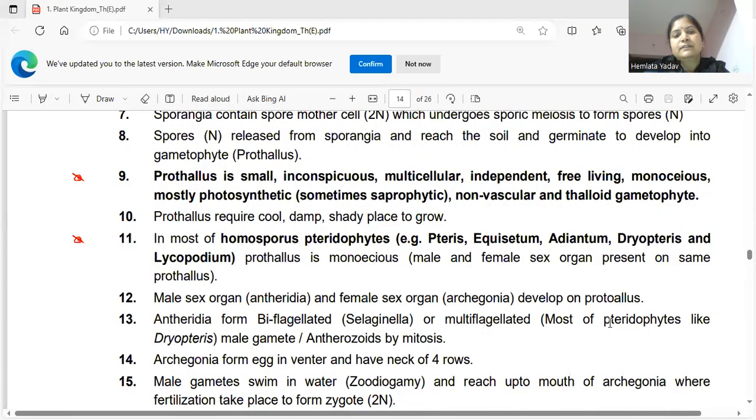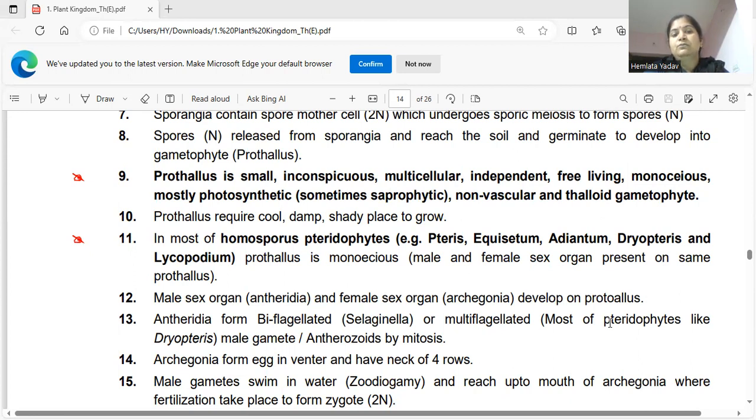So prothallus is the next stage of the pteridophyte. It is inconspicuous and multicellular, independent, free-living, monoecious. It is mostly photosynthetic, sometimes saprophytic, a non-vascular and thalloid gametophyte.